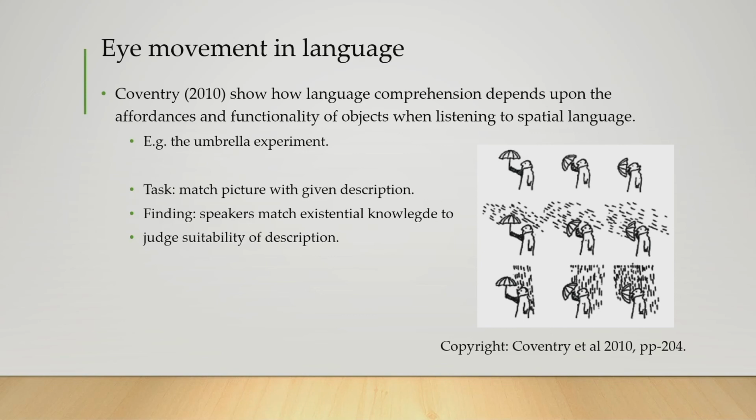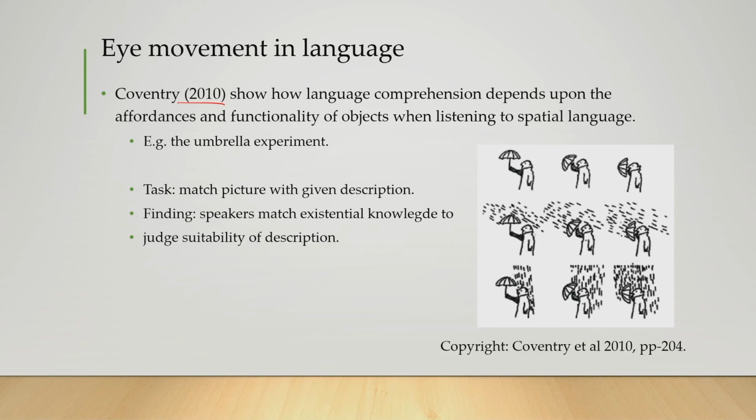One interesting study by Coventry 2010 shows how language comprehension depends upon affordances. We have talked about affordances before, and the functionality of objects. So, what one object can do. Trees are climbable, and umbrellas are used for stopping the rain, from getting us drenched, and so on.